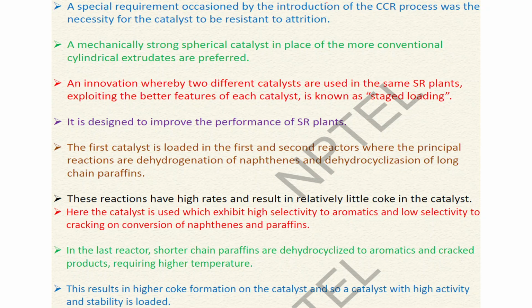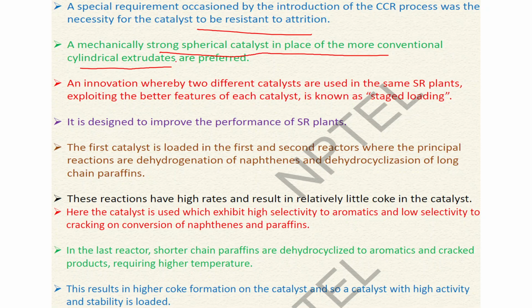A special requirement occasioned by the introduction of the CCR process was the necessity for the catalyst to be resistant to attrition. In the case of the CCR process, as we know, it is a vertical reactor, so the catalyst falls from the top to the bottom, and it needs to be resistant to attrition. Mainly, when the catalyst falls from the top of the reactor, it may break by collision with each other. So a mechanically strong spherical catalyst is used in place of the more conventional cylindrical extrudates. Why? Because cylindrical catalyst particles have edges, so they are more prone to attrition.